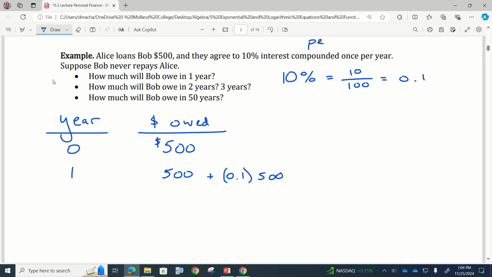In fact, the word percent comes from Latin. Per means divide by, and cent means 100. So, see, percent means divide by 100. 10% is 0.1.